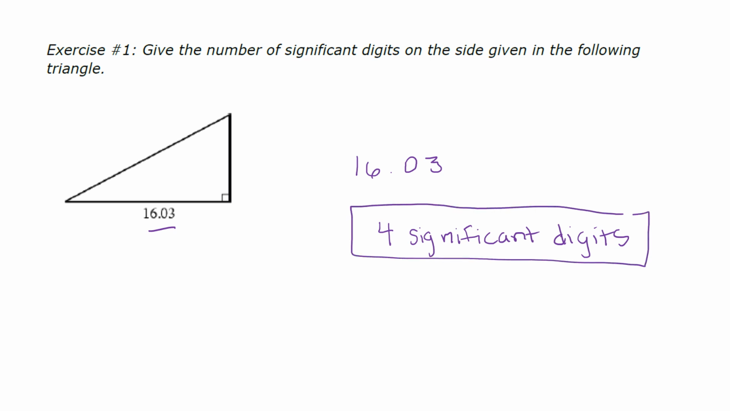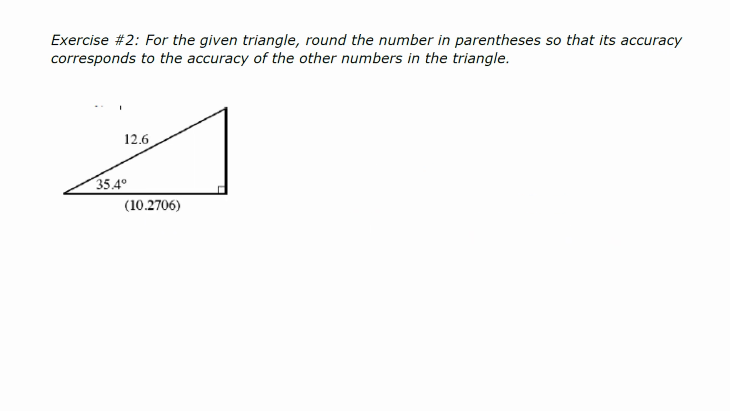Okay, let's do the next one. For the given triangle, round the number in parentheses so that its accuracy corresponds to the accuracy of the other numbers in the triangle. So we have a triangle here. The hypotenuse of our triangle is 12.6, and the angle measure of one of our angles in our triangle is 35.4 degrees.